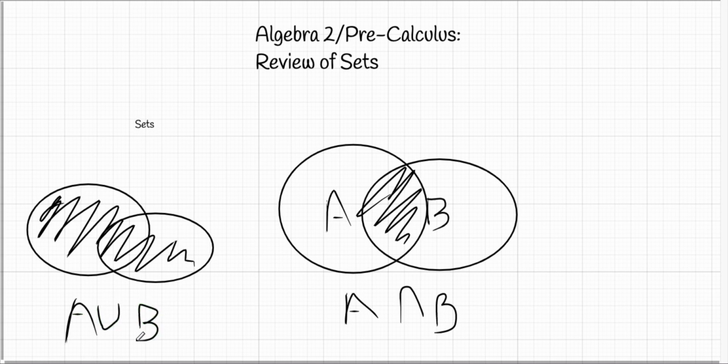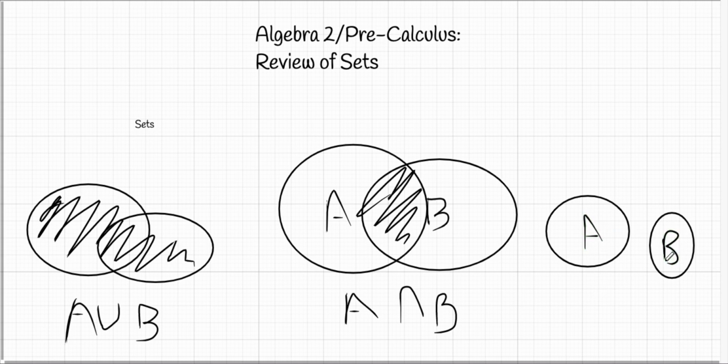And finally, we have disjoint sets, sets that have no intersection. So it's also related to intersection, except for the fact that they have no values in common. They have no elements in common. And there's no symbol to represent this, but we just know that A and B are disjoint.